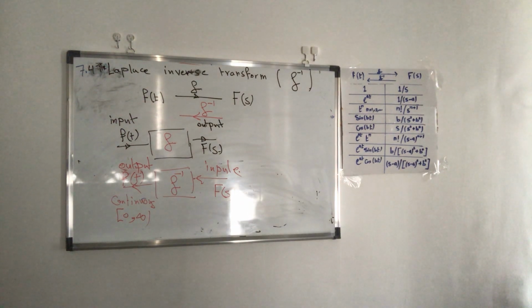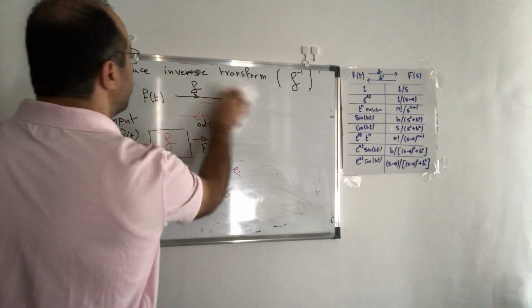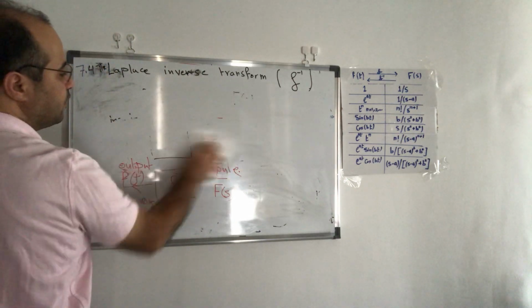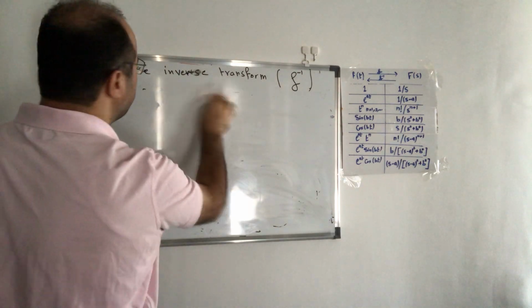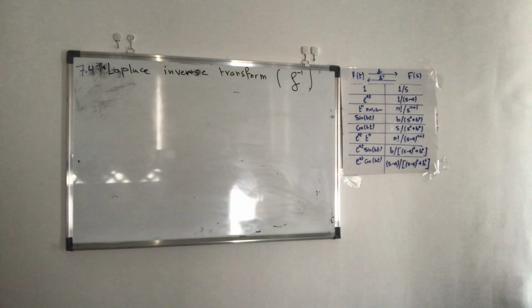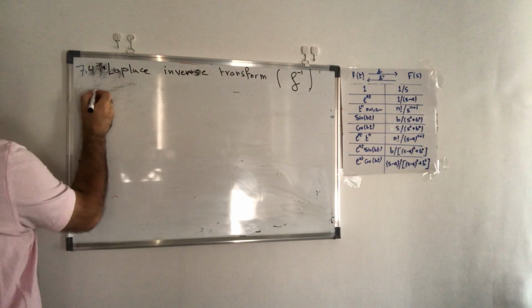Okay, let me start solving some questions. This is a very easy thing. I will not ask you for doing any integral. It is just comparing with that table which is 7.1. So let me start here by solving questions.